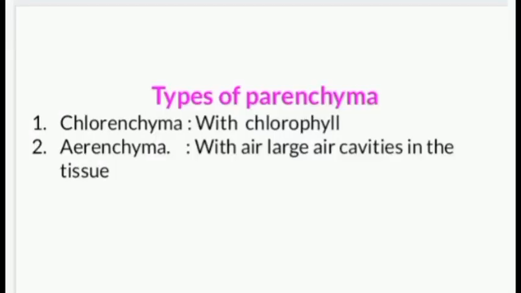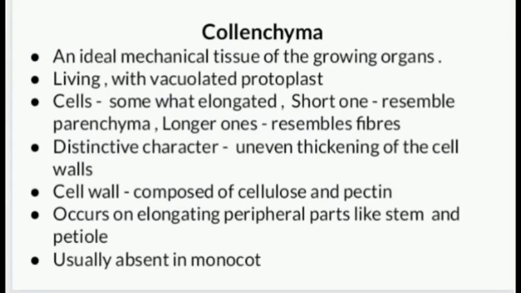Types of parenchyma: chlorenchyma, with chlorophyll, and aerenchyma, with large air cavities in the tissue. Collenchyma is an ideal mechanical tissue of the growing organs. It is living, with vacuolated protoplast. Cells are somewhat elongated. The short ones resemble parenchyma; the longer ones resemble fibers.